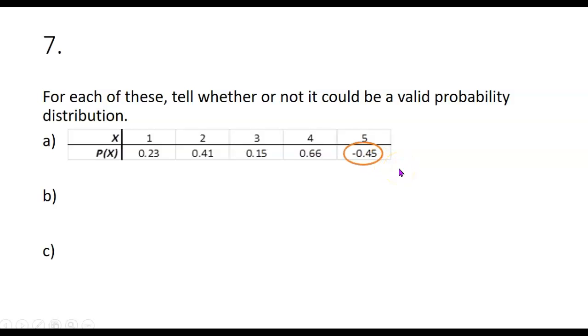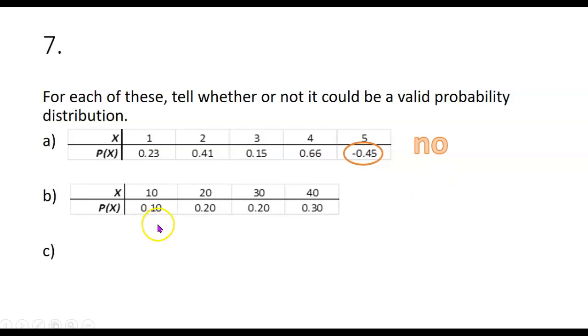Wait a minute, that can't be true. You can't have a negative probability. So no, that is not a valid probability distribution. So that's what you have to look for. The probabilities have to be between 0 and 1. They can't be less than 0, that is, they can't be negative, and they can't be greater than 1.